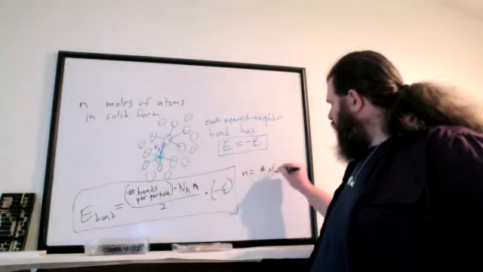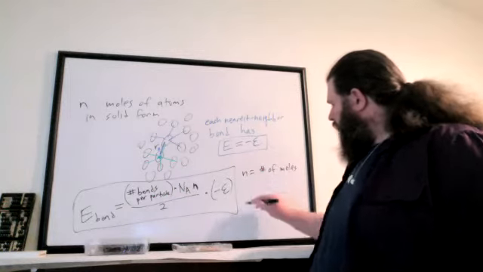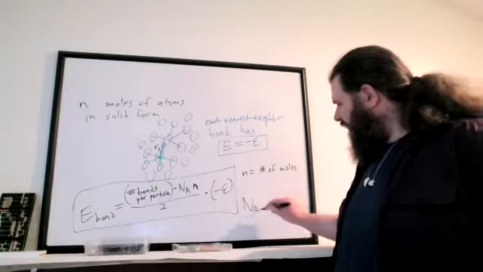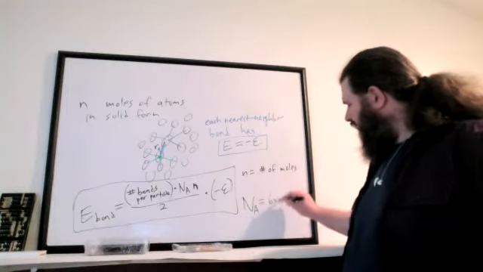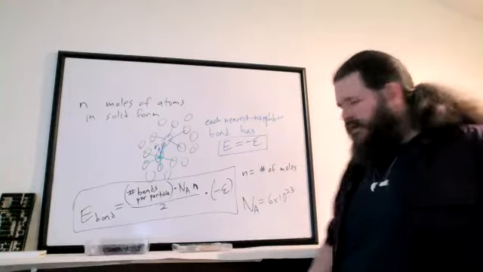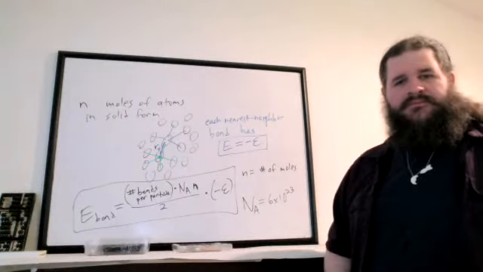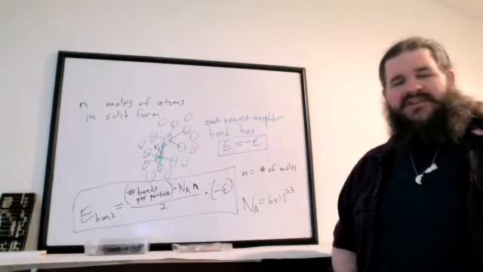Does N sub A always stand for Avogadro's number? Yeah, this is a reserved symbol. N sub A is 600 hextillion, the number of molecules in 1 mole. Well, approximately 600 hextillion.